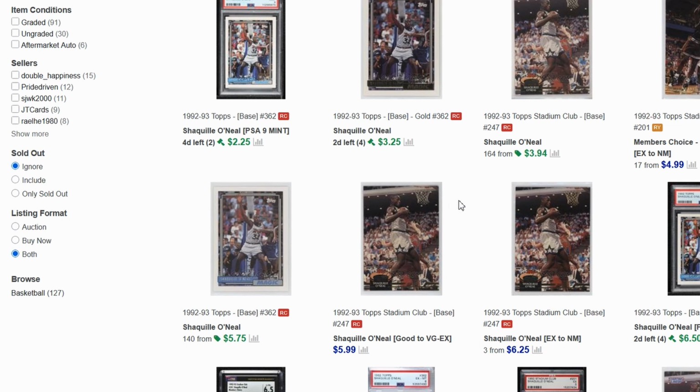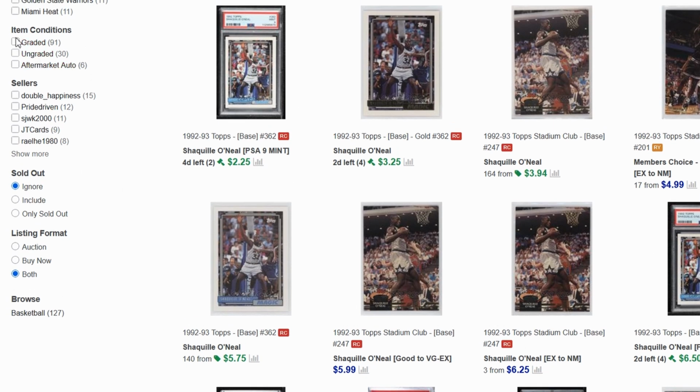cards, every little parallel, so you can see even the conditions are separated from each other. So the good to very goods are here, the EX and near mints are here, and the ones that don't have a condition are just generally accepted as near mint. So that's the situation with those. You've got your different PSA slabs. If you wanted to just look at which ones were graded, you can check that off. And it really makes it easy to find things as a buyer.